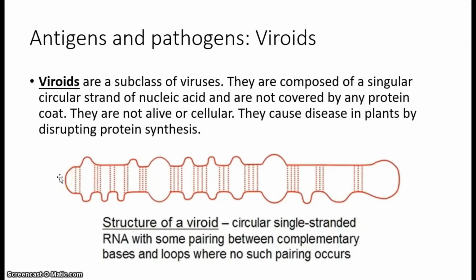Our next group of pathogens are actually a subclass of our viruses, and these are called viroids. They are composed of a singular circular strand of nucleic acid, and unlike our viruses, they're not covered by any sort of protein coat. So really they're just these free floating strands of nucleic acid, usually in a circle here. They're not alive, they're obviously not cellular because they're just RNA or DNA, and they most commonly cause disease in plants, usually by disrupting protein synthesis. You can sort of see down here.